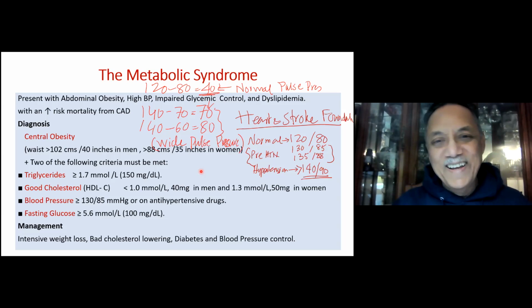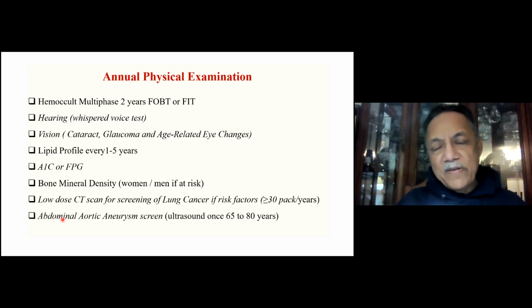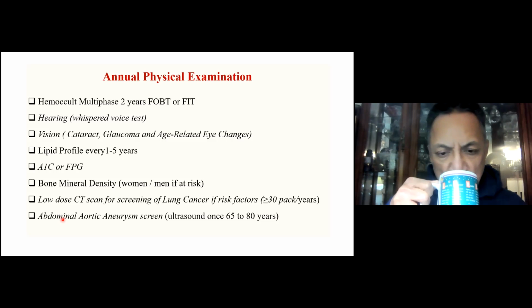Whenever you sit with the physician, all the diseases come to your mind. I'm coming to the physical examination, and you need to go to the colorectal cancer screening program, hearing screening program, vision screening program, lipid profile we have discussed in detail. We discussed the fasting plasma glucose or hemoglobin A1C, bone mineral density, especially for women, and then low dose CT scan only for heavy smokers, not for everybody, and abdominal aortic aneurysm screening for every person who is 65 plus.